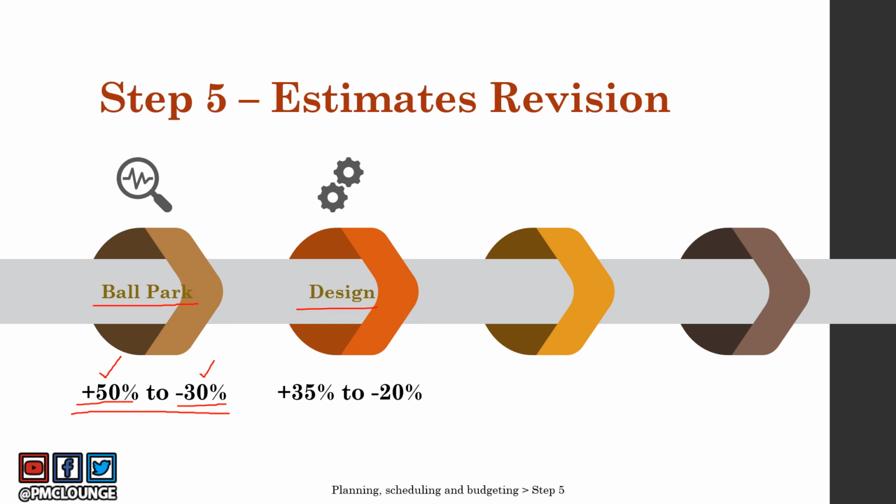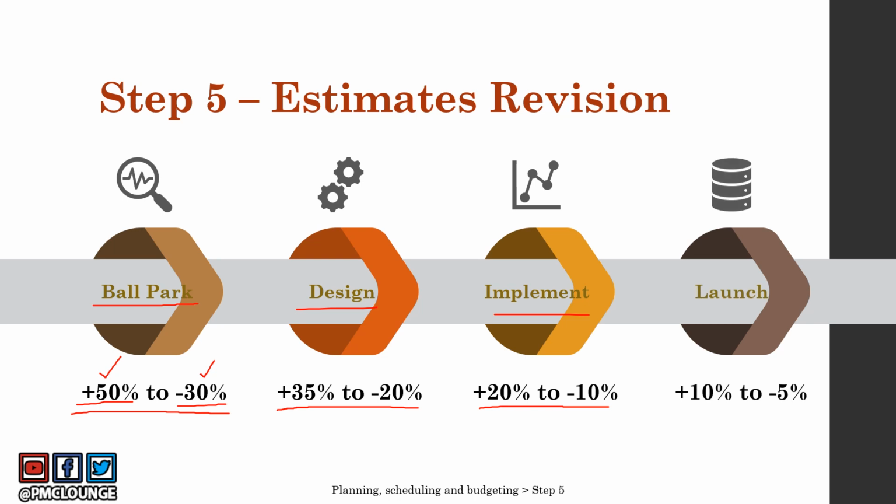Next, when you start off with your project design, you come up with another number which is closer to reality, and that is also subject to a fluctuation in the range of plus 35% to minus 20%. When you are implementing your project, then that fluctuation range comes down to plus 20% to minus 10%. And finally, around the time of the project launch, the number that you are going to give to your sponsor and the decision making stakeholders should fluctuate in the range of plus 10% to minus 5%, right?